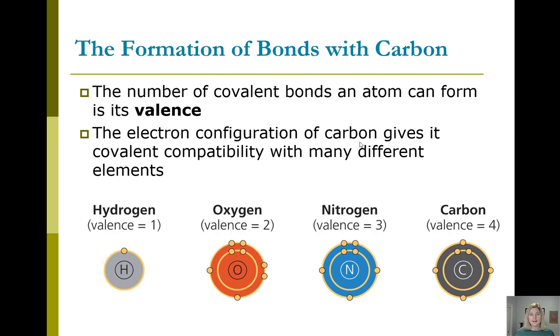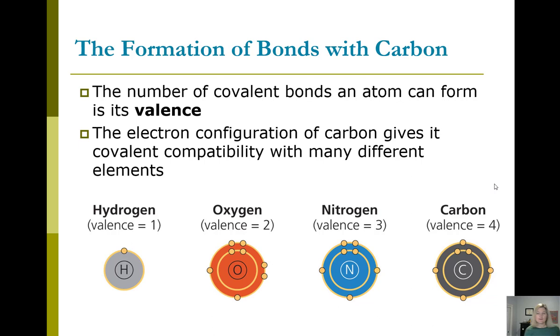So the number of bonds an atom can form is its valence. We talked about this last week. The electron configuration is based on how many electrons are in their outermost shell, or their valence shell. Hydrogen has 1 electron in its valence shell, so it wants to acquire another one to fill its shell. Oxygen has 6 in its outermost shell, so it wants to gain 2, so it has a valence of 2. Nitrogen has 5 in its outermost shell, so it wants to gain 3, so its valence is 3. Carbon has 4 in its valence shell, so it wants to gain 4.